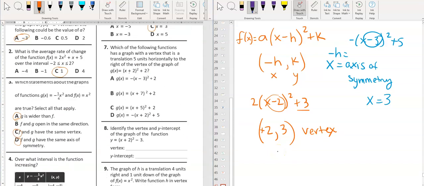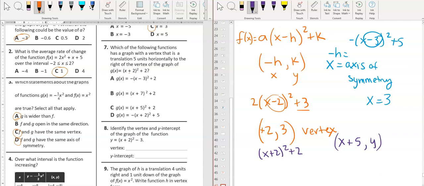Once again, another one that includes the vertex formula, (x plus 2) squared plus 2. We want to know which of these new graphs would be the one that has a vertex that's translated 5 units horizontally. So we know horizontally is an x value. And just 5 units horizontally to the right of the vertex. That's it. I want to move my vertex 5 units to the right.